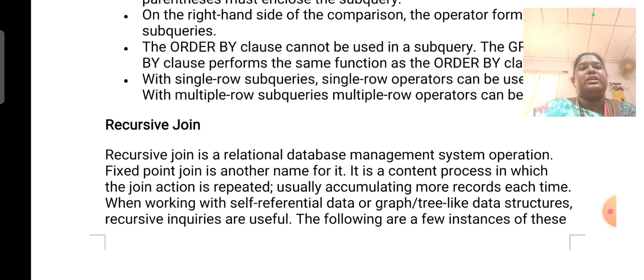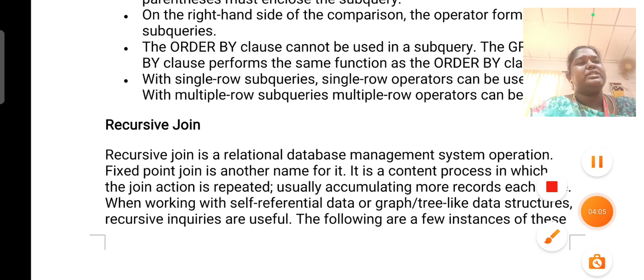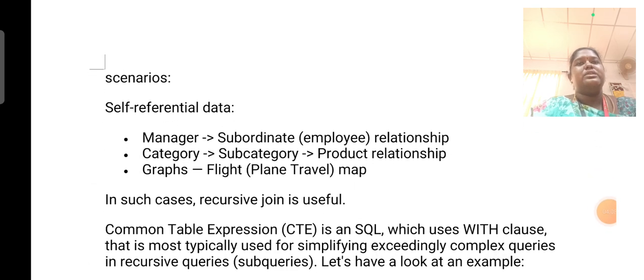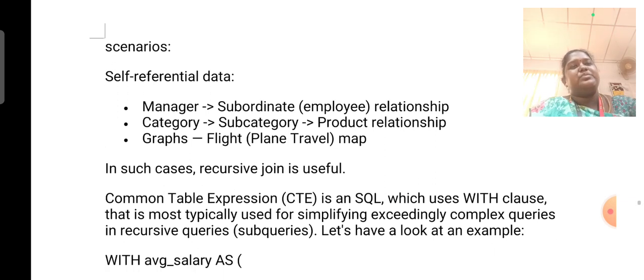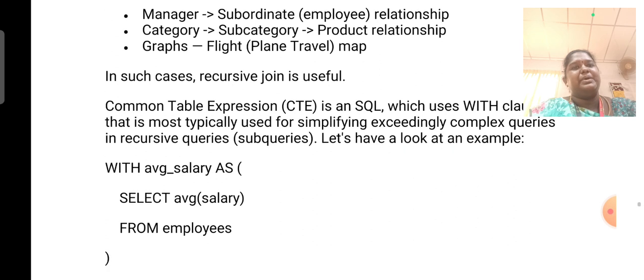And then recursive join. Recursive join is a relational database management system operation. Fixed point join is another name for it. It is a repetitive process in which the join action is repeated, usually accumulating more records each time. When working with self-referential data or graph-like tree data structures, recursive queries are useful. The following are a few instances of these scenarios: self-referential data, manager, subordinates, employee relationship, category, subcategories, product relationship, graph means flight plan, travel map.